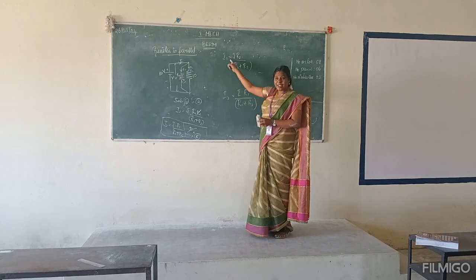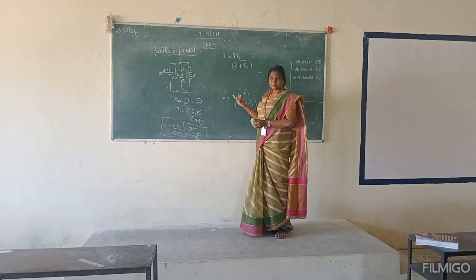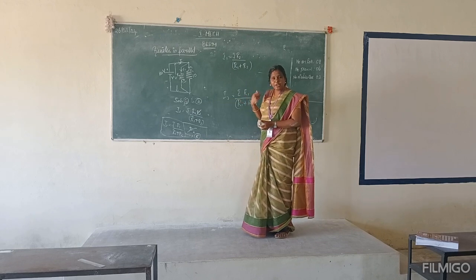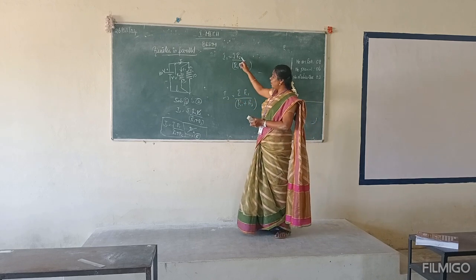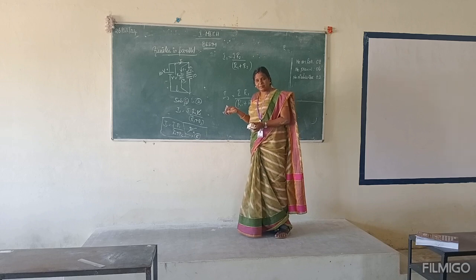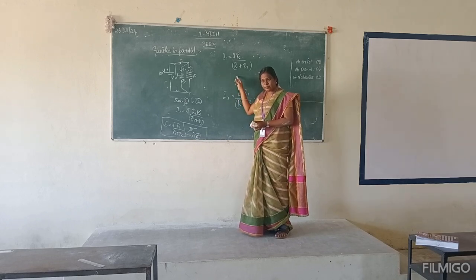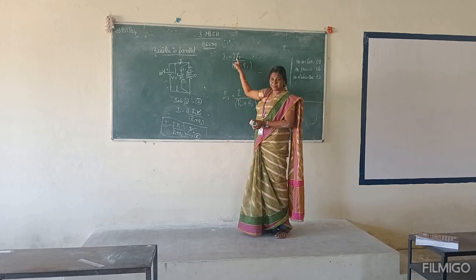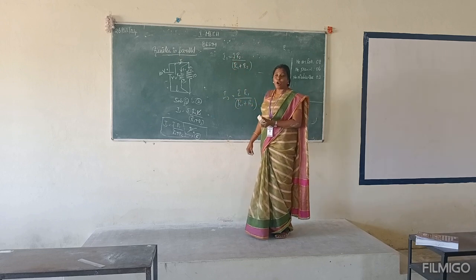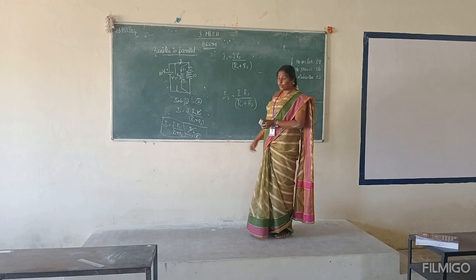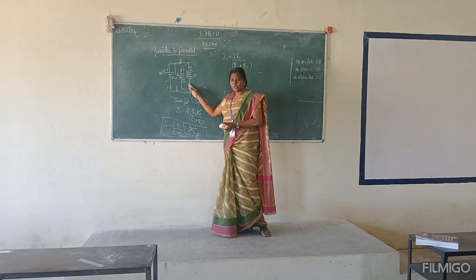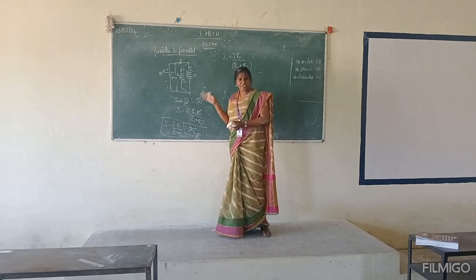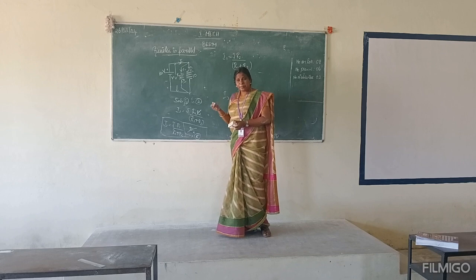In order to find I1, I2, what do I want? I want the total current. V is not there in the formula, but in the question only V is given. So how to find out the total current? Is the total current given in the question? No, mostly they won't give current. Rarely they will give current. Voltage only they will give. Then you should be finding current.